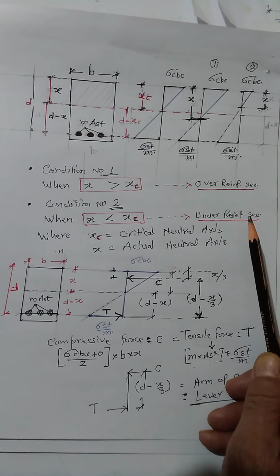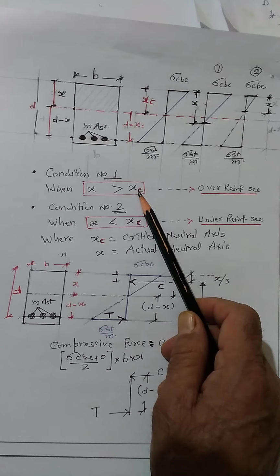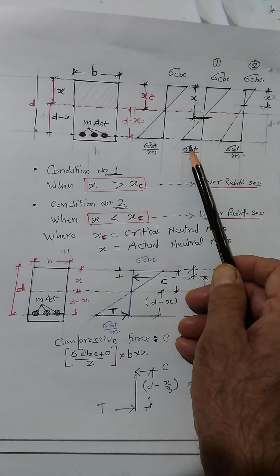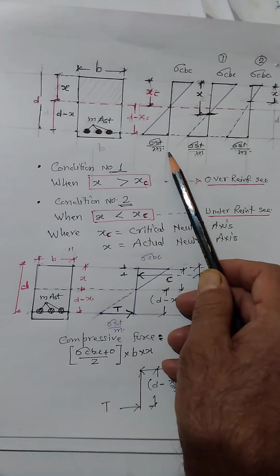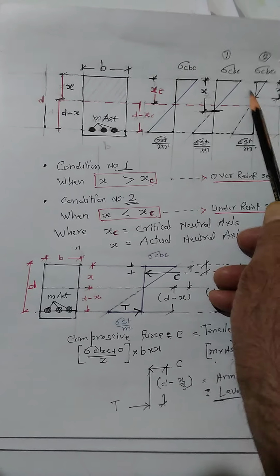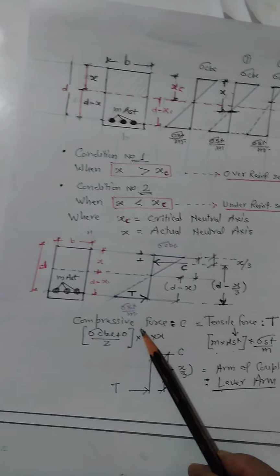So there are two sections, the under reinforced section and the over reinforced section. I will repeat: when the actual neutral axis is greater than the critical neutral axis, it is an over reinforced section. When the actual neutral axis is less than the critical neutral axis, it is called an under reinforced section.